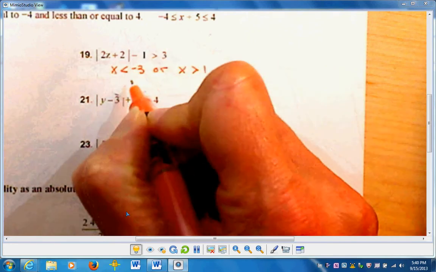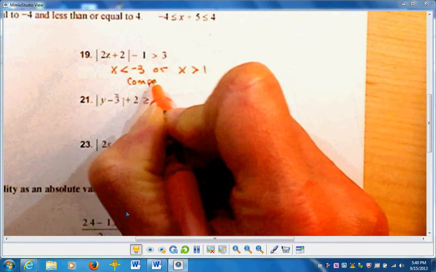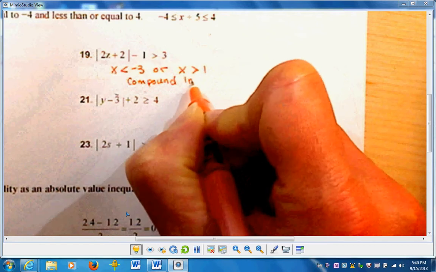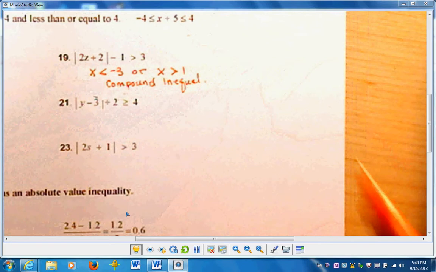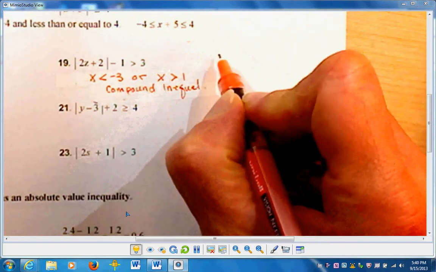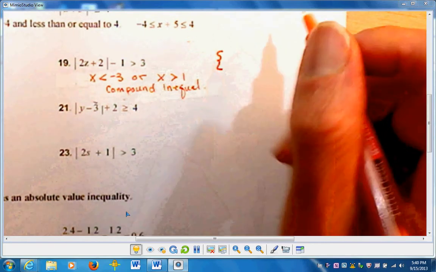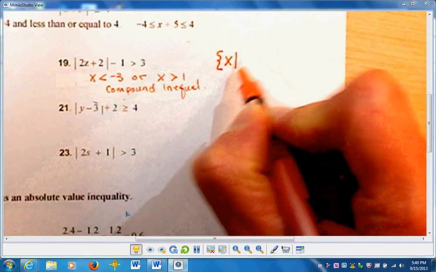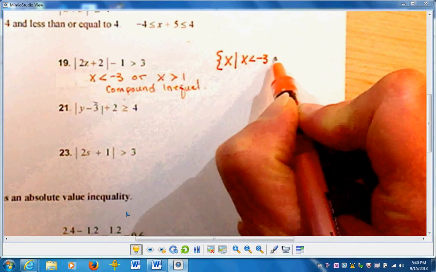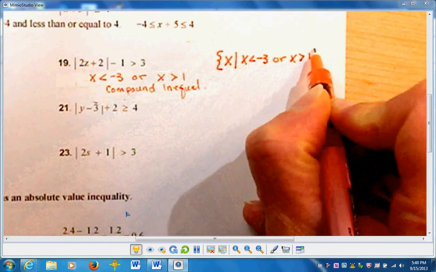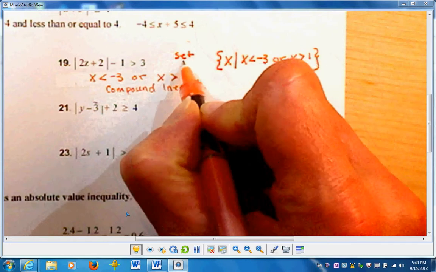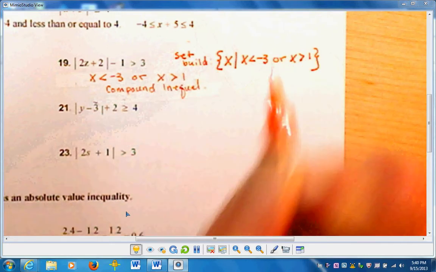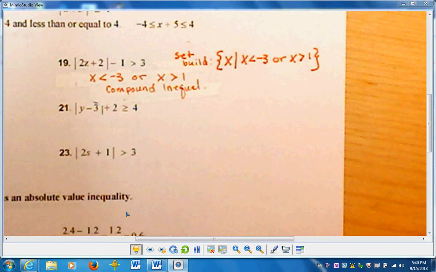Okay, so I'm going to write this down. That's a compound inequality. Now, if I want to do set builder notation, I'm going to do curly bracket such that x is less than -3 or x is greater than 1. So that would be set builder. But if I want to do interval notation, okay, that gets a little trickier.